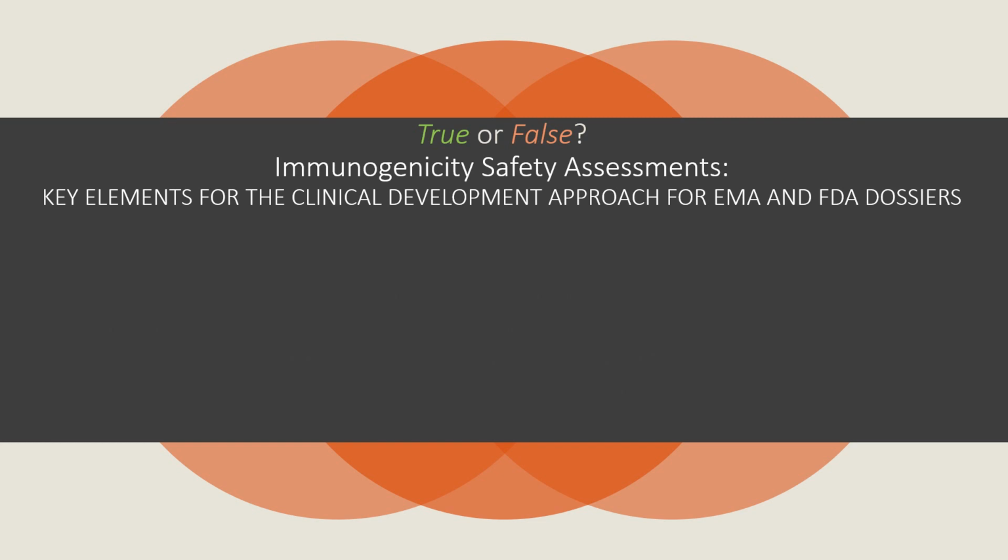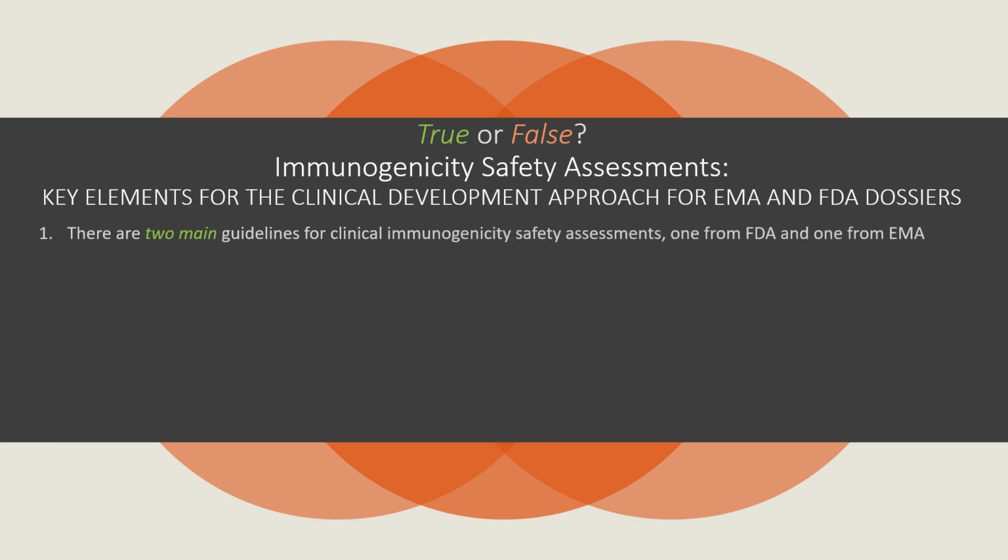At this point, let's take a look at the first few questions. The one is there's two main guidelines for clinical immunogenicity safety assessments, one from FDA and one from EMA, and this is true. The goal is to identify potential unwanted immunologically related AEs that are likely due to the drug, and this is also true.